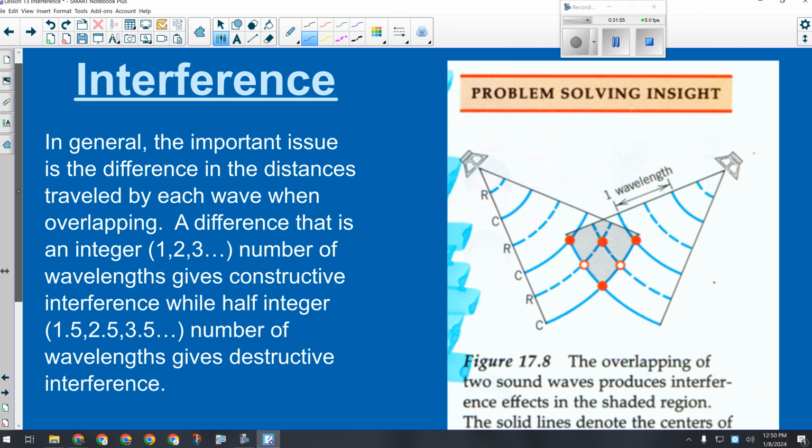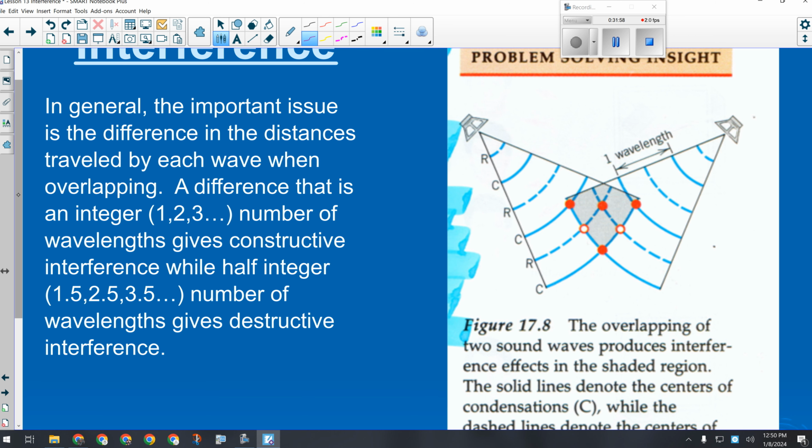So in general, what determines whether you hear a loud or a quiet sound is the difference in the distances traveled by each wave when they overlap. And by distance, we should probably write in there the number of wavelengths. Actually, I'm just going to put lambda there. The number of wavelengths traveled by the waves is what determines whether you hear a loud sound or a quiet sound, or whether constructive interference or destructive interference occurs.